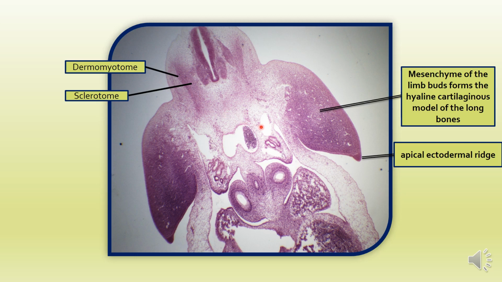Also in this section you can see a limb bud, which in transverse section is formed of an extension from the somatic lateral mesoderm and surrounded by ectoderm. You can see ectoderm surrounding the mesenchyme.